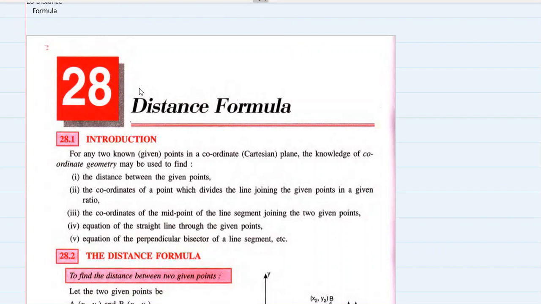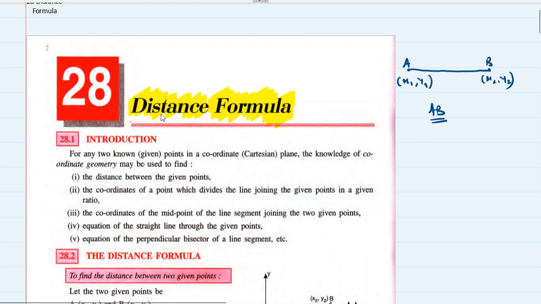Okay, so what is actually a distance formula? Distance formula applies to two points in a Cartesian plane whose coordinates are known, x1 y1 and x2 y2. If you know the coordinates of 2 points in a Cartesian plane, suppose the points are A and B, you can find the distance AB. So for any two given points in a Cartesian plane, the knowledge of coordinate geometry may be used to find the distance between the two given points.